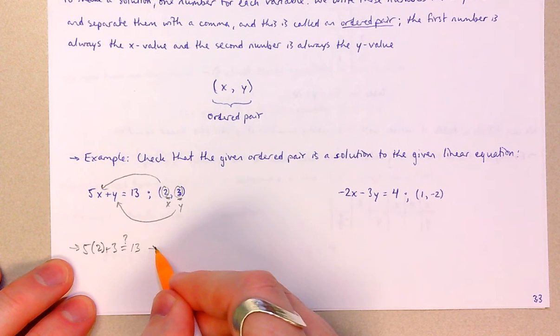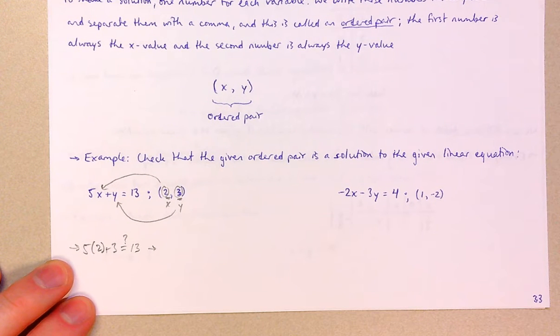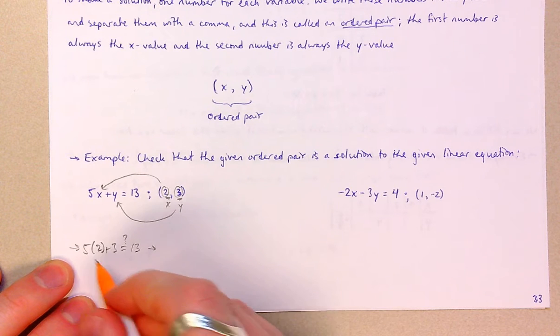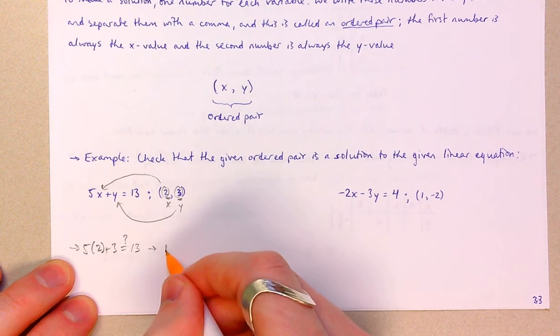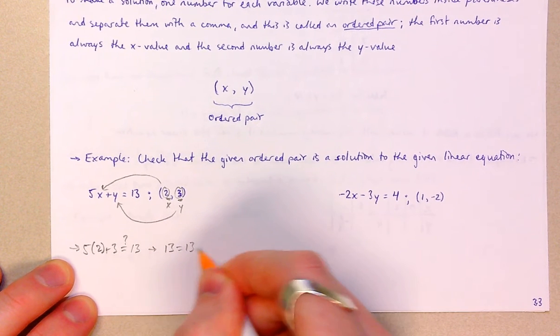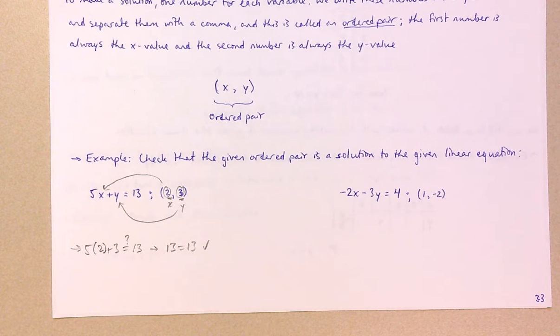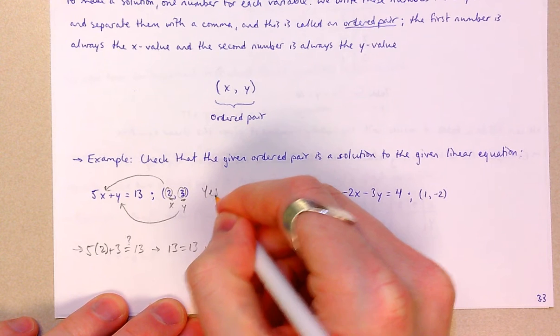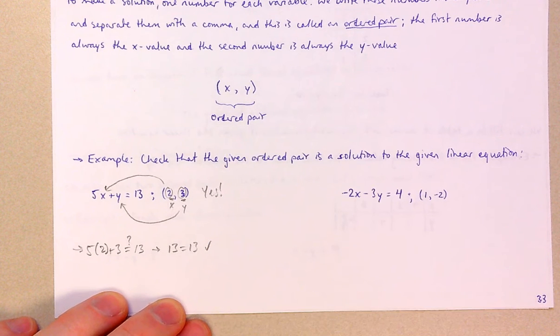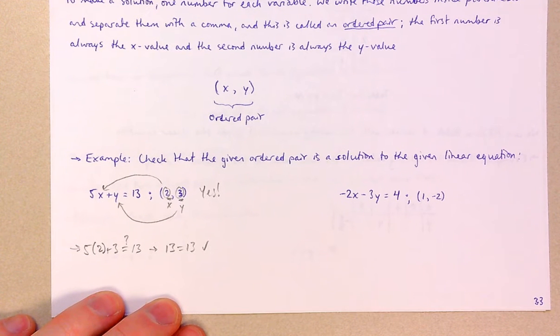Well, I think it probably didn't take us too long to figure out that 5 times 2 is 10, plus 3 is 13, is indeed equal to 13. So yes, this is a solution to this linear equation in 2 variables.